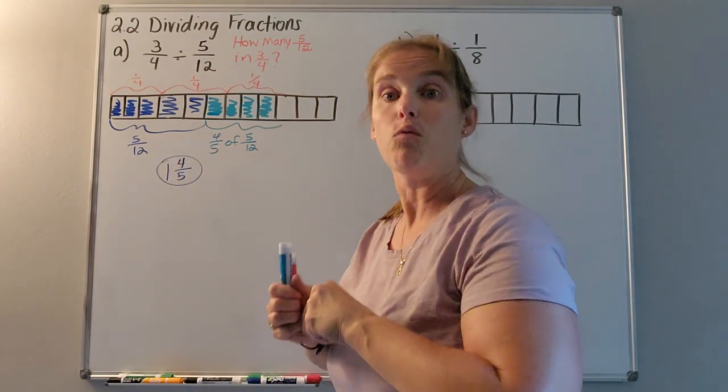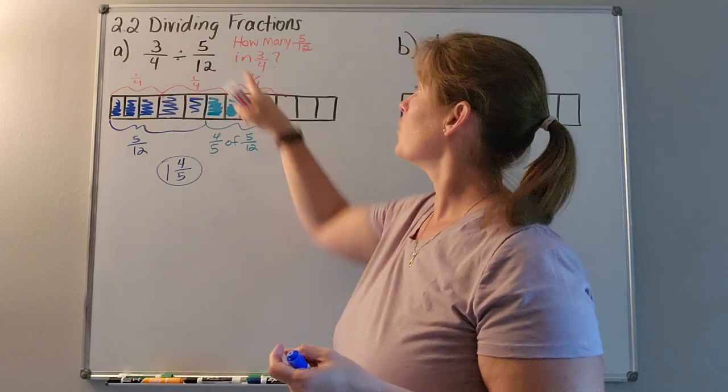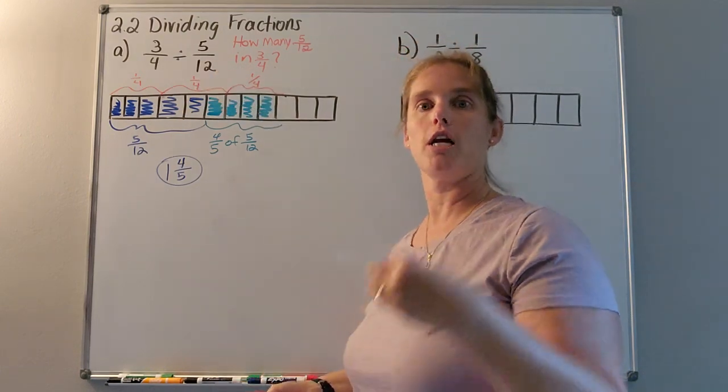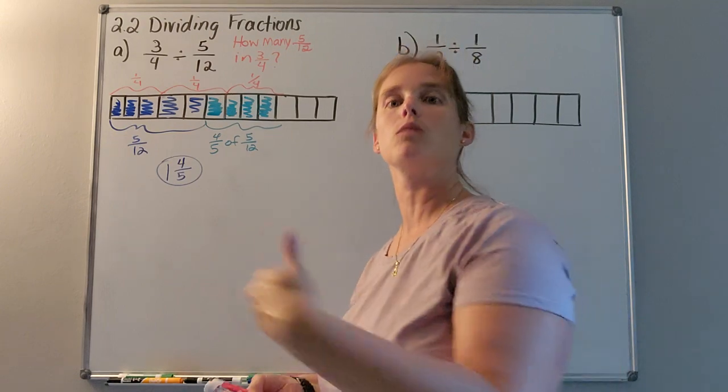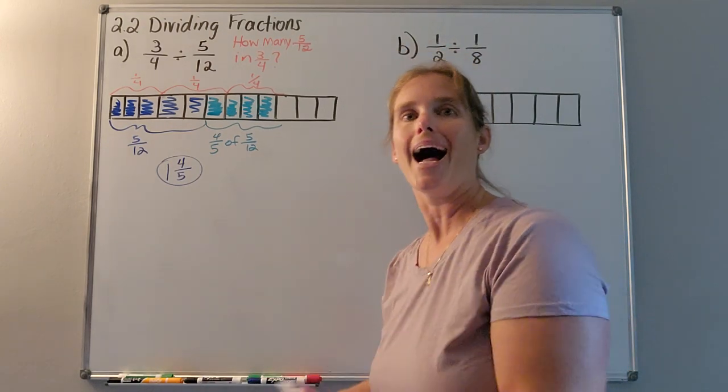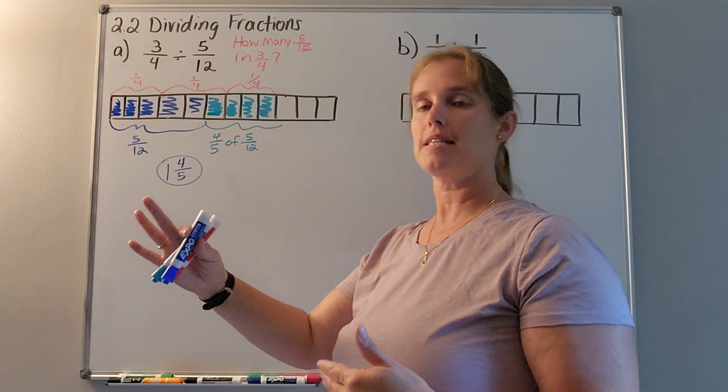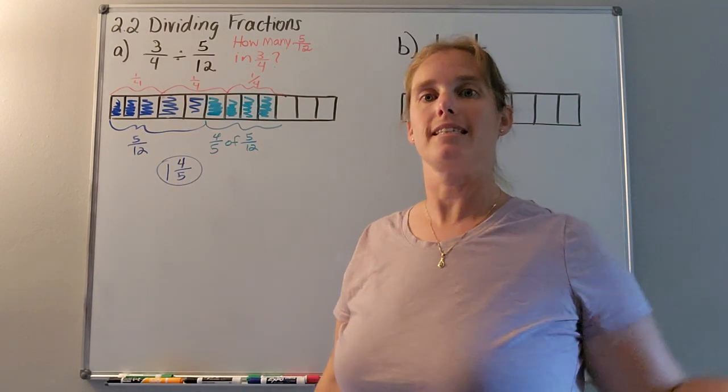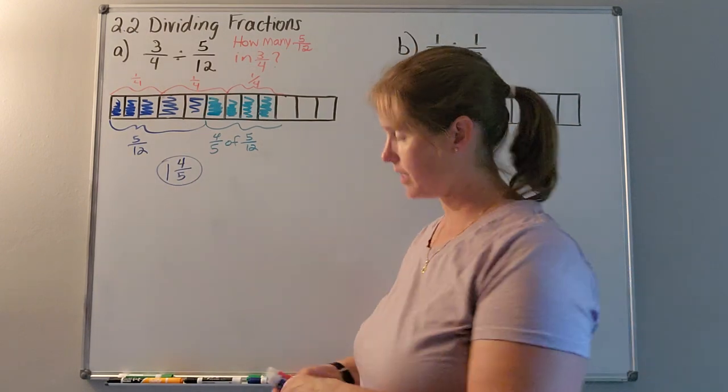Now, let's see if we can get a similar answer doing our division and that keep, change, flip idea, multiplying by the reciprocal. When I say multiplying by, that means the first number stays the same and I multiply by the second number's reciprocal. So let's try that.